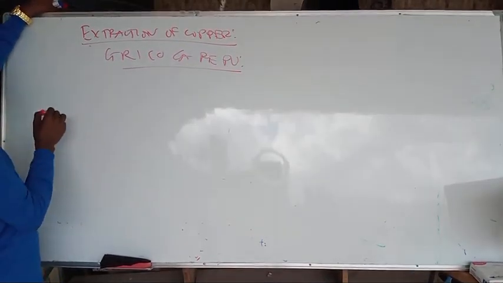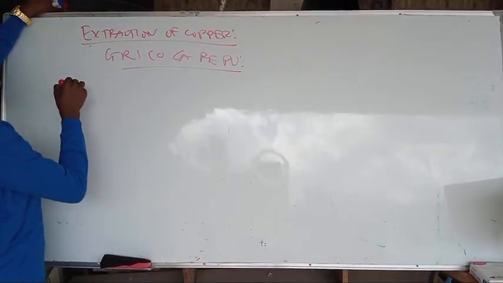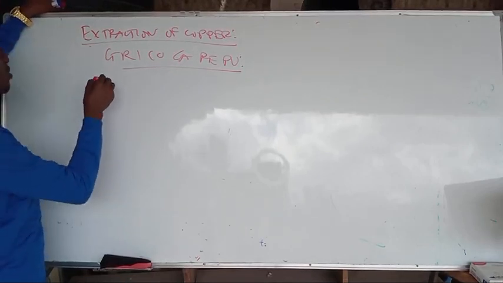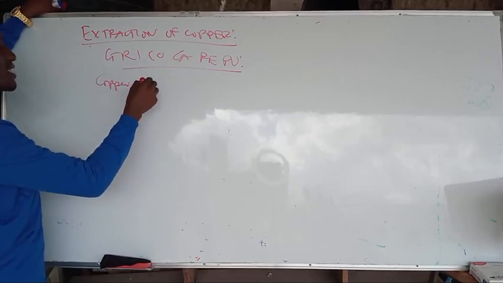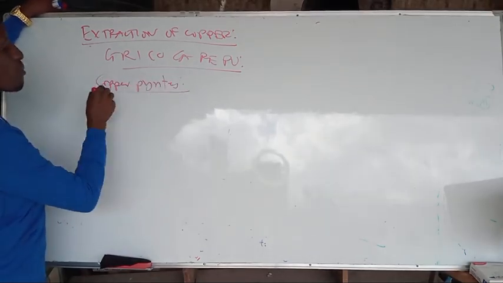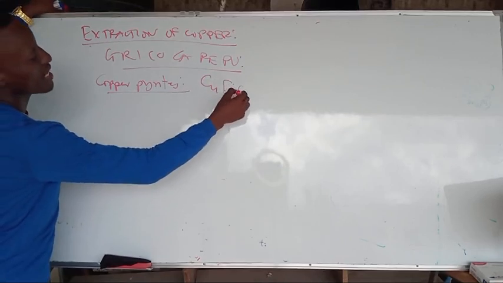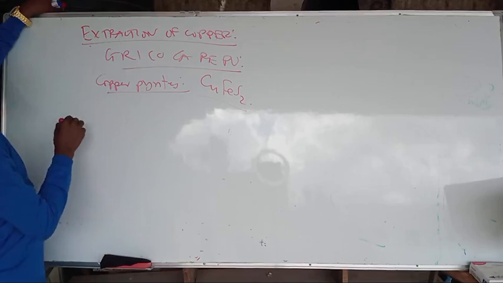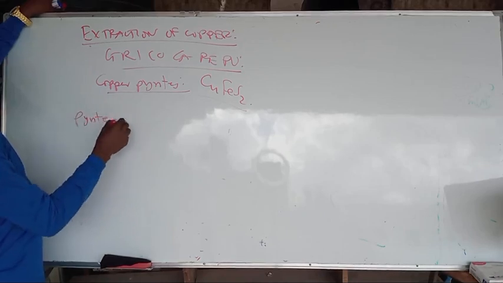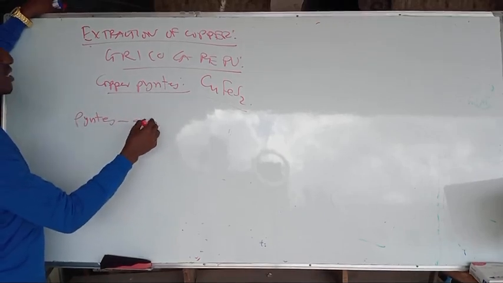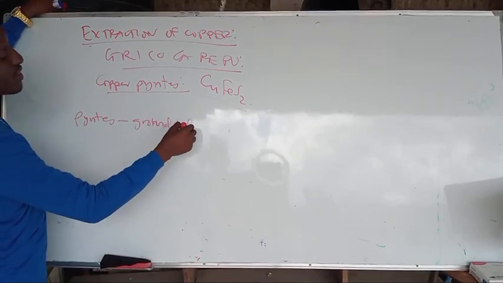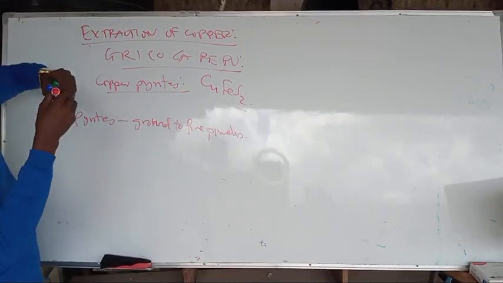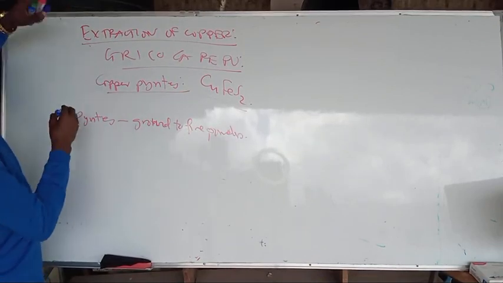When you start to speak, you just say the chief ore. Which is the chief ore? We say the copper pyrites. Copper pyrites is CuFeS2, copper, iron and sulfur. So what is being done is the pyrites are ground into fine powders. That's the first step, before going anywhere.